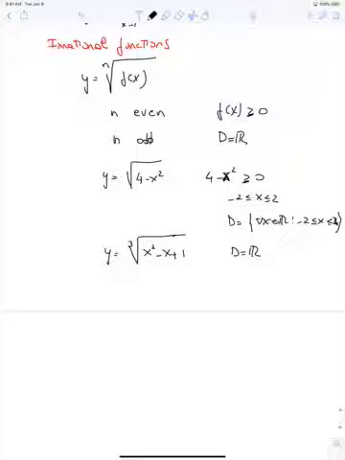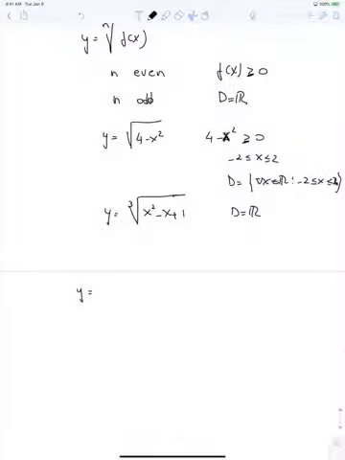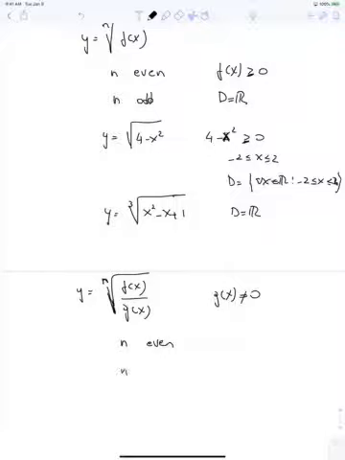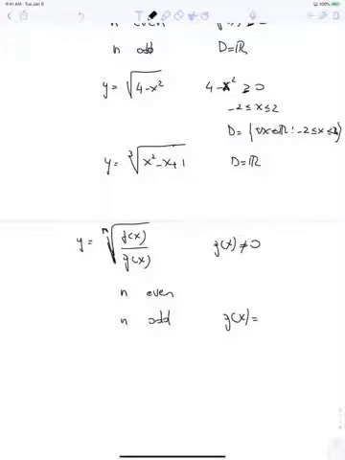Now, again, if you have a fraction, you have to clarify that the denominator cannot be equal to 0. So g of x cannot be equal to 0. It doesn't matter if n is odd or even, a denominator cannot be equal to 0 no matter what. Now, if n is odd, the only condition is g of x not equal to 0.